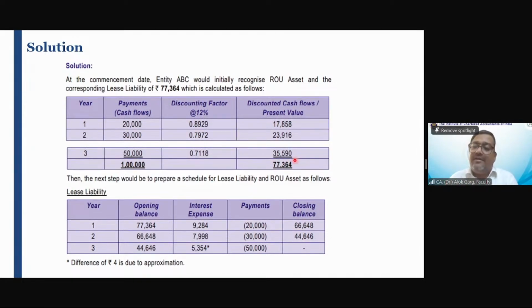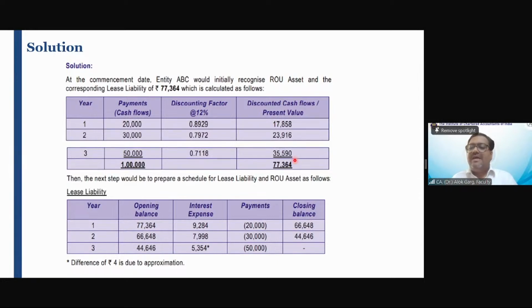What is the accounting entry on the commencement date? ROU asset debit to lease liability by 77,364. Right. Now, what should I do?